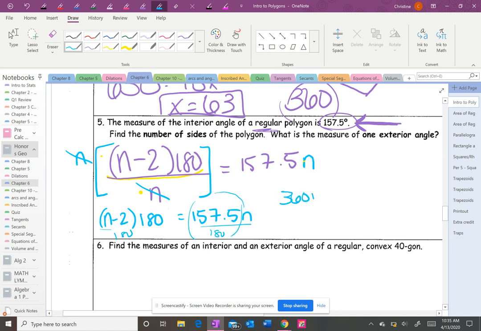If it was like 360n, then 100% I would divide by 180 and simplify it. But if I divide by 180, it's going to be a little bit more messy than I would like to deal with. So you can, but I'm going to distribute the 180. So now if I do this, I'm going to just take away 180 from that side. And so I'm left with 360 on the left equals 22.5n. And then you're just going to divide 360 by 22.5. And you get that n, or the number of sides, is 16.